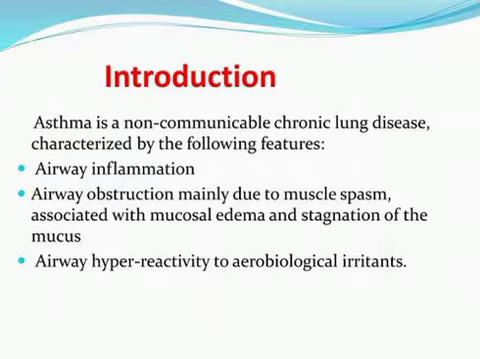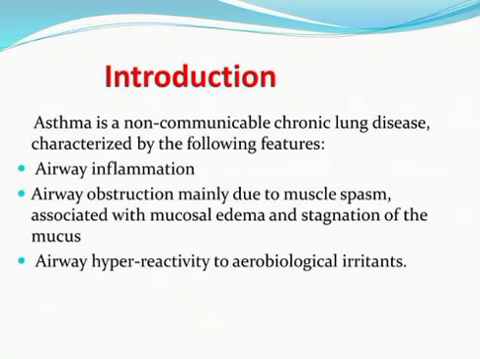So, there will be inflammation in the airway, that is the bronchi, bronchioles, and the alveoli. Next, there will be airway obstruction. Obstruction means there will be some resistance, which may be due to muscle spasm associated with mucosal edema. Mucosal edema means there will be accumulation of mucus in certain areas. This may obstruct the air which passes through the airways. So first is airway inflammation and the next is airway obstruction, which is mainly due to muscle spasm or mucosal edema.